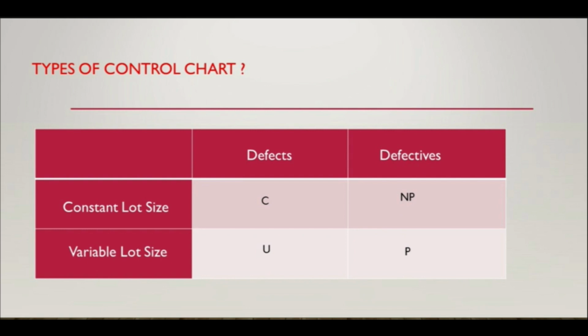The difference between defects and defectives: you can have one or more defects in a unit, so that unit becomes a defective unit. So in case we are measured on defects and a constant lot size, we use C chart. If defects and variable lot size, we use U chart. Defectives and constant lot size, we use NP chart. Defectives and variable lot size, we use P chart.